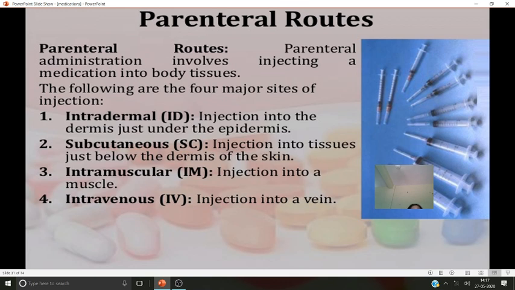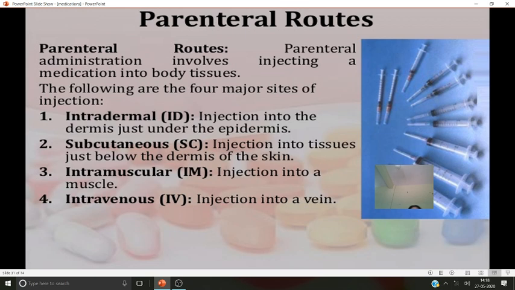So the parenteral route administration involves injecting a medication into the body cavity. Here we are injecting injections into the body cavity by syringes and all other ways.